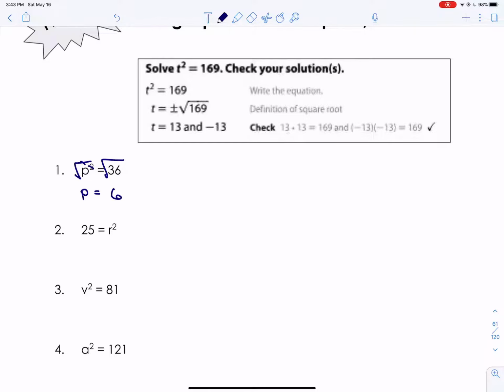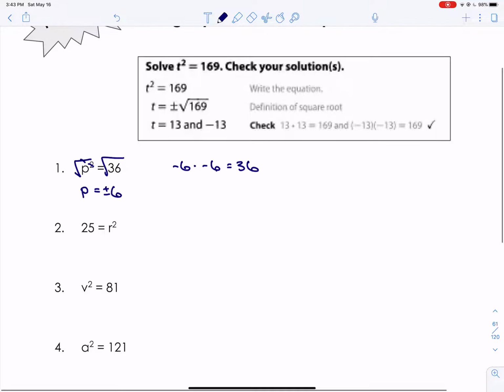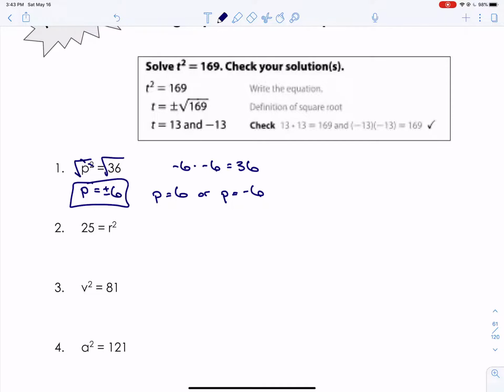But this is where we have to be a little careful, because we can have positive 6, because 6 times 6 is 36, or we could have negative 6, because negative 6 times negative 6 is also 36. So remember, a square root is just one of two equal factors that equal that number. So we have a plus version and a negative version of that same number. So it's two answers actually. So p equals plus or minus 6. You could also just write it out twice: p equals 6 or p equals negative 6. Whichever way, but that's why we have this plus or minus symbol to shorten up our answers.